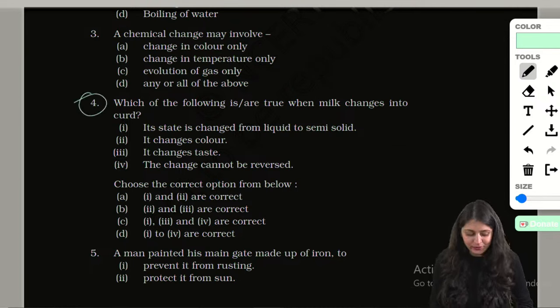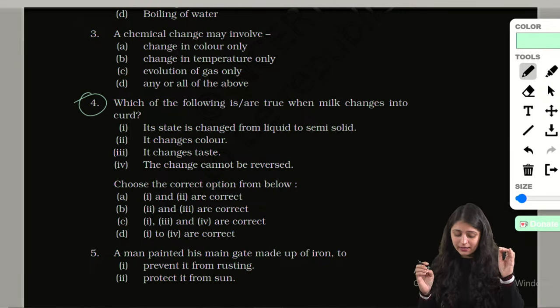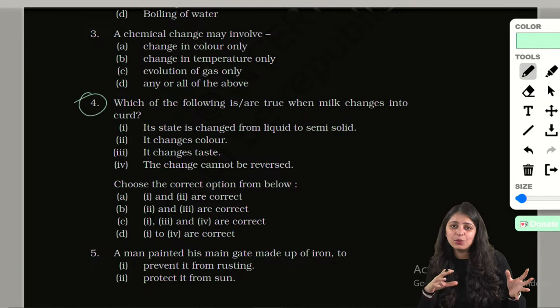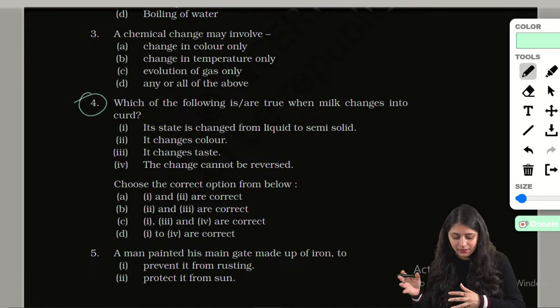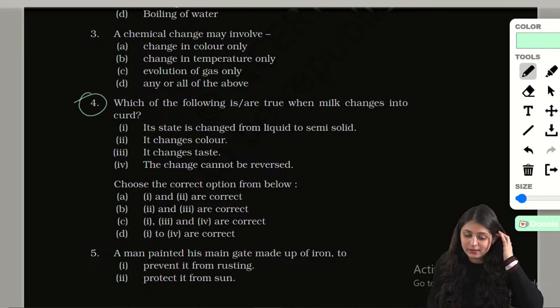Question number 4: Which of the following is/are true when milk changes into curd? Milk curd mein change ho raha hai. Its state is changed from liquid to semi-solid. It changes color. It changes taste. The change cannot be reversed. Kya lagta hai? Kya hone wala hai? Correct.